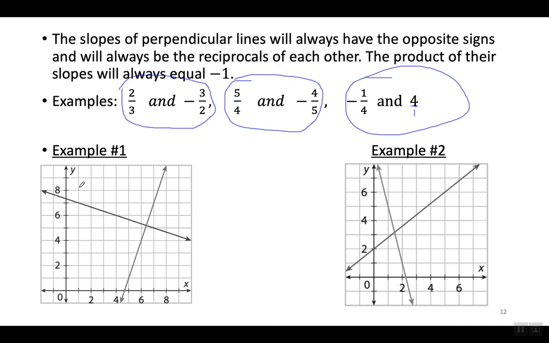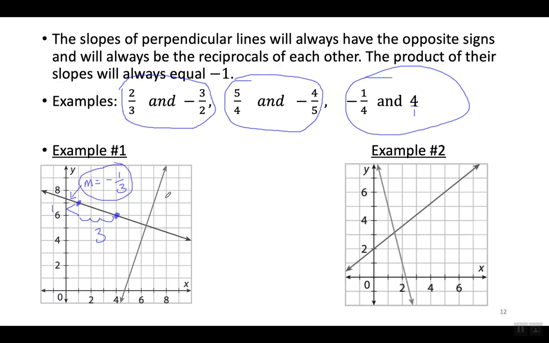Okay? Let me show you in these two examples what I mean. These two lines should be perpendicular. I hope they're perpendicular. Let's check. Alright, I'm going to get the slope of this line that's going down first by using, let's use these 2 points right here. Alright, so the rise is 1 and the run is 1, 2, 3. So the slope of this line is negative 1 over 3.